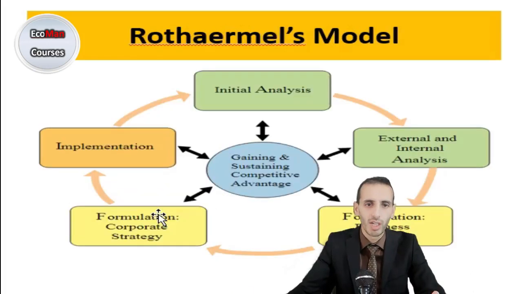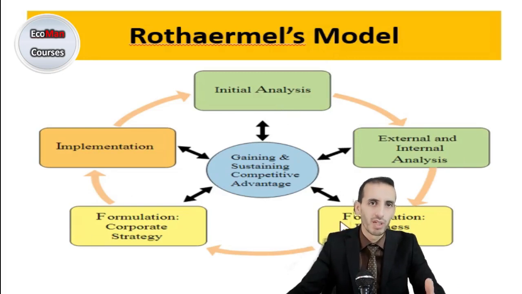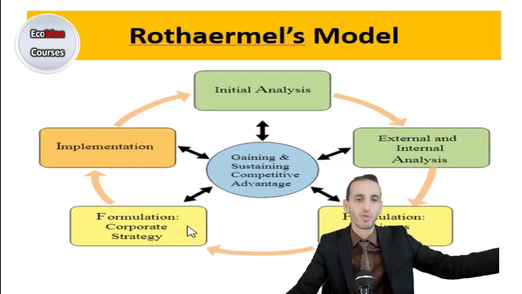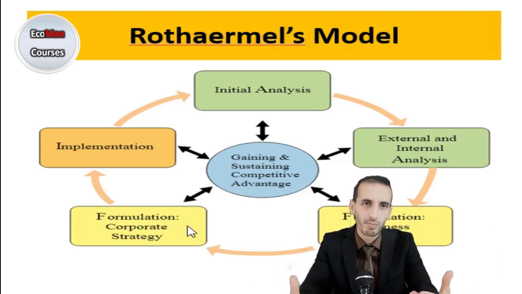And then we have Rothamel's model. You can see a circle, and at the heart of this model there is gaining and sustaining the competitive advantage. So Rothamel's model is about initial analysis, and the external and internal analysis is the same. The difference here is that we break down the step of formulation into two steps: business strategy, which is more about the competitive advantage, and then formulation of corporate strategy, which is about multiple strategic business units. Of course, I know that the jargon now is a bit weird, strange for you, but we will dispel any doubts in the next videos.